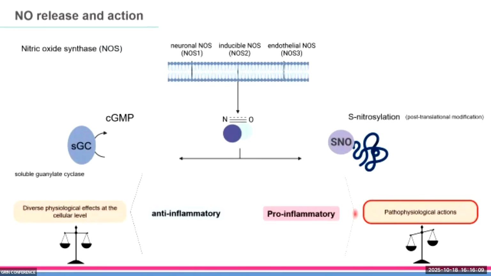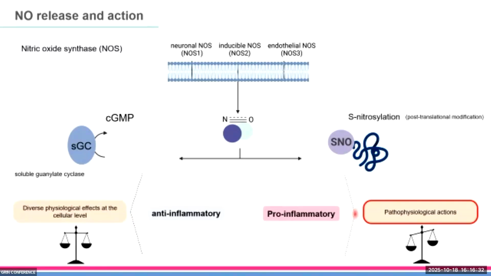Actually, it's a very interesting molecule because it can be produced by three different synthases. There is the neuronal form of the nitric oxide synthase, the endothelial one, and one that is inducible. Today we are going to focus more on the neuronal form of the synthase. And this molecule is very cool because it can freely cross any type of membrane.